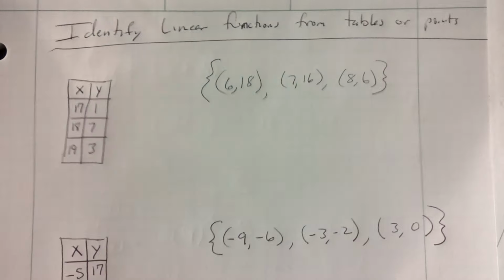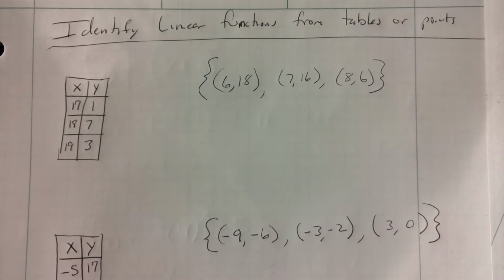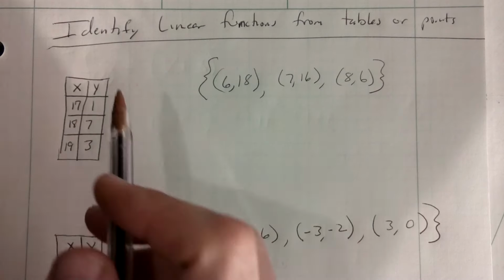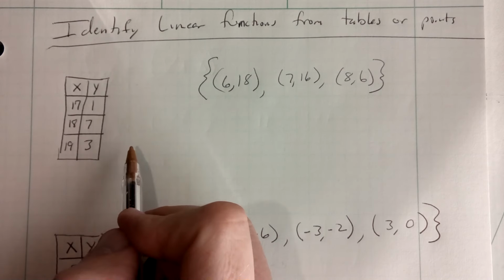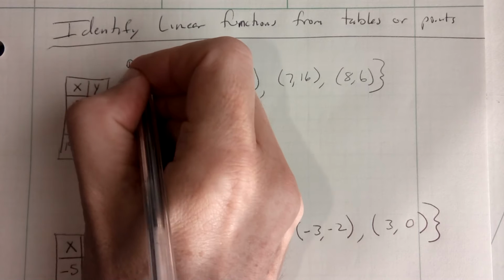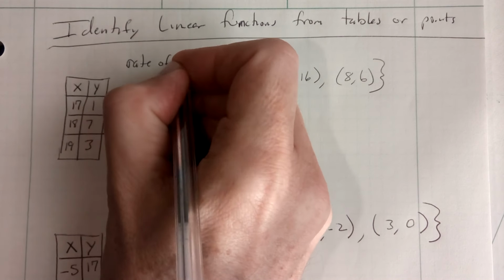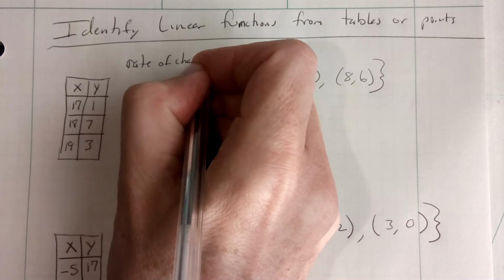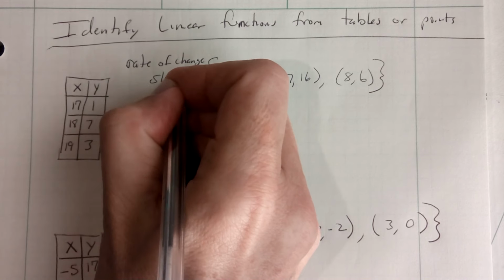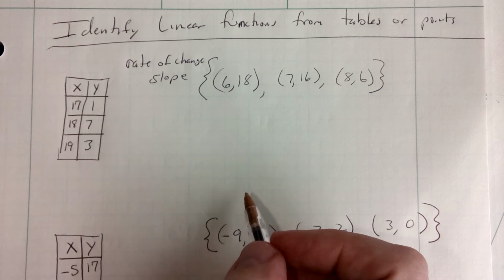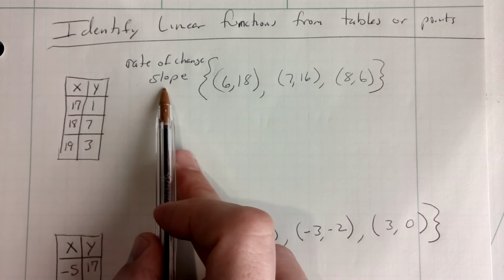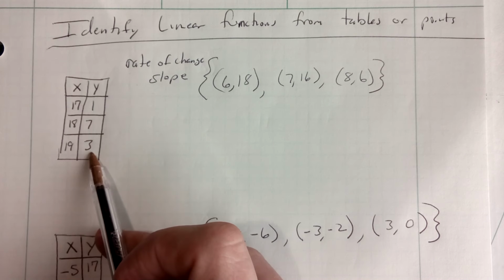Welcome. Today, we are going to learn how to identify linear functions from tables or points. So again, this is very important: in order for it to be a linear function, the rate of change or slope must be constant. Now, the rate of change or slope is not just the change in y, like a lot of students want to do.